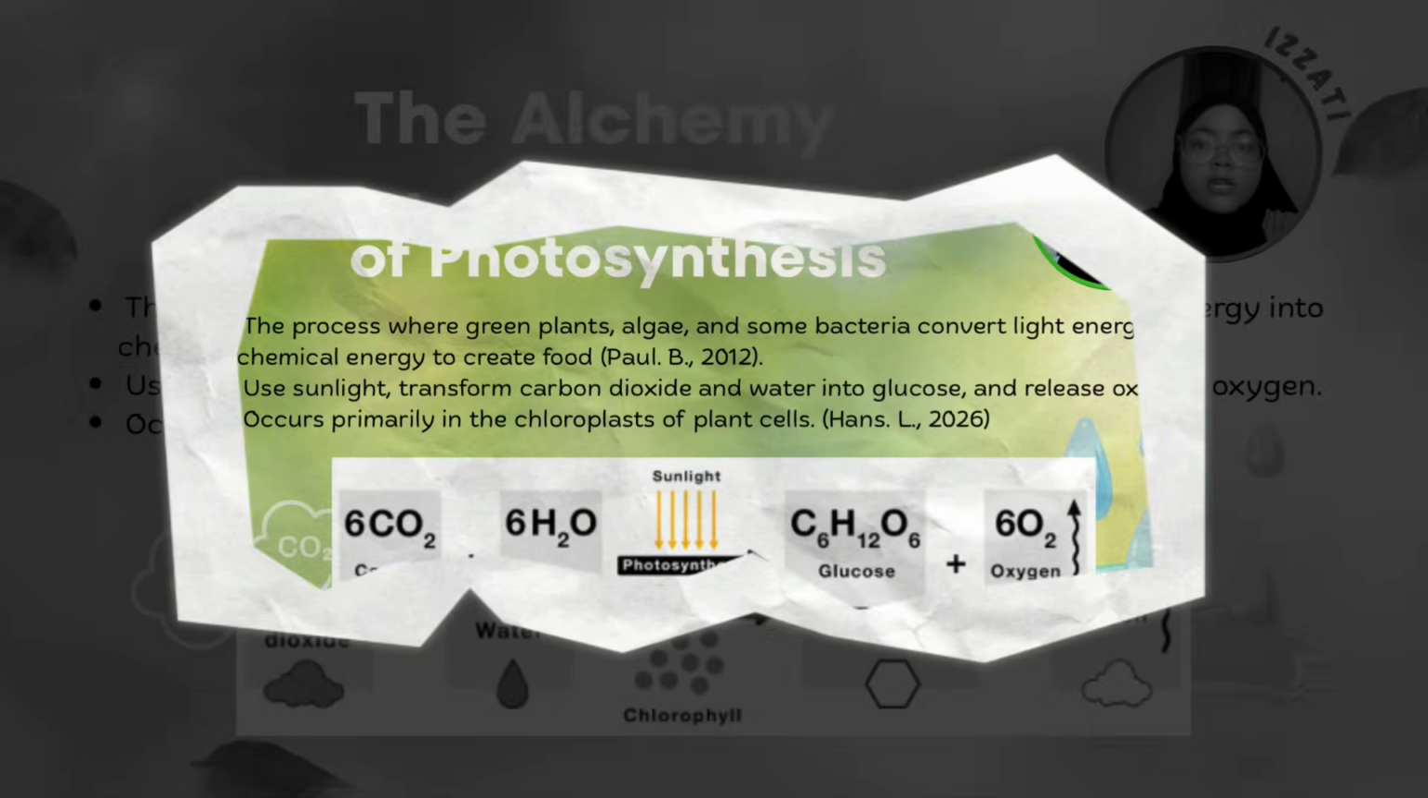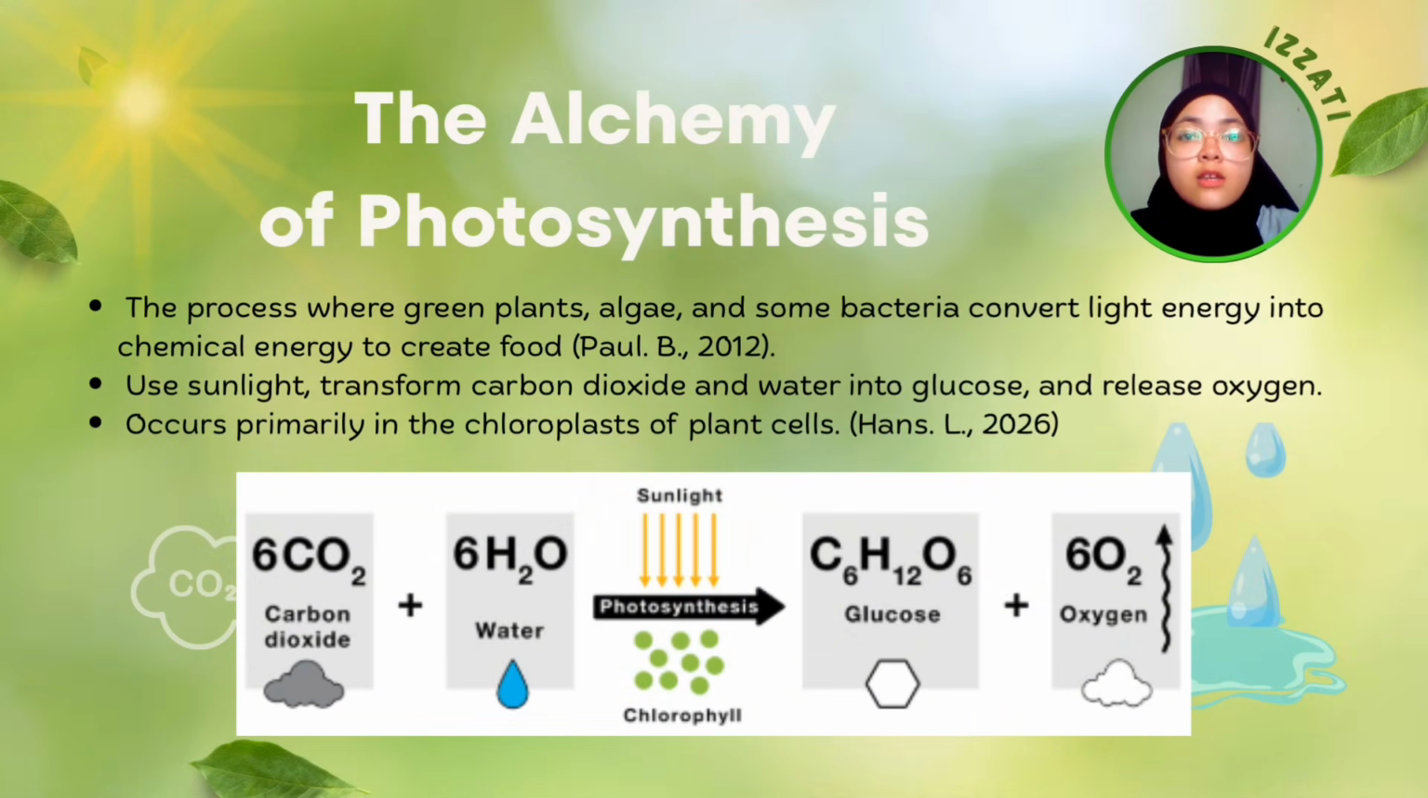Next, we are diving into a process called the alchemy of photosynthesis. At its core, photosynthesis is the remarkable biological process where green plants, algae, and certain bacteria convert light energy into chemical energy to create food. As noted by Paul Barnum in 2012, this foundational mechanism is what essentially fuels life on Earth by locking solar energy into usable organic form. But how exactly does this transformation happen? Plants take in sunlight and use that solar power to completely transform carbon dioxide and water into glucose, which serves as their primary food source, while simultaneously releasing oxygen back into the atmosphere as a crucial byproduct.